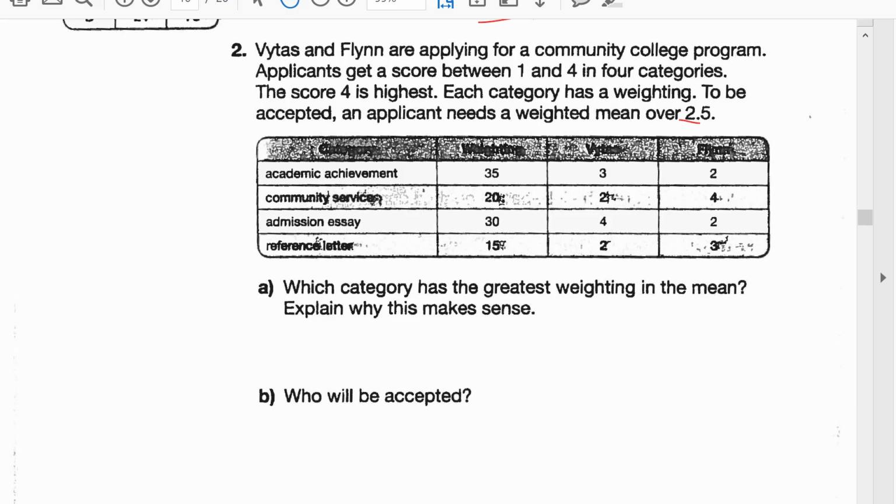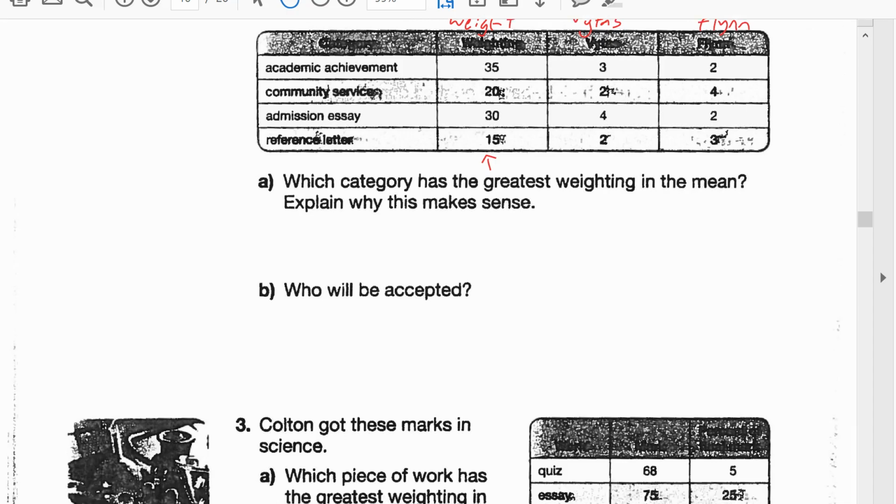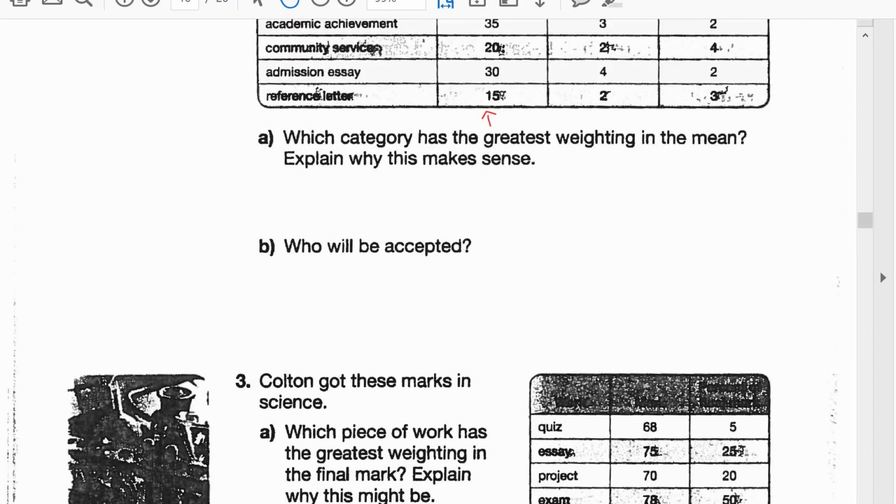Okay, that means this says weight. This says Vitus, one of the guys, and this is Flynn. Just take a look at which one has the biggest weight in this column, and why would it matter then? And who would be accepted? I'll just break that down for you quick.